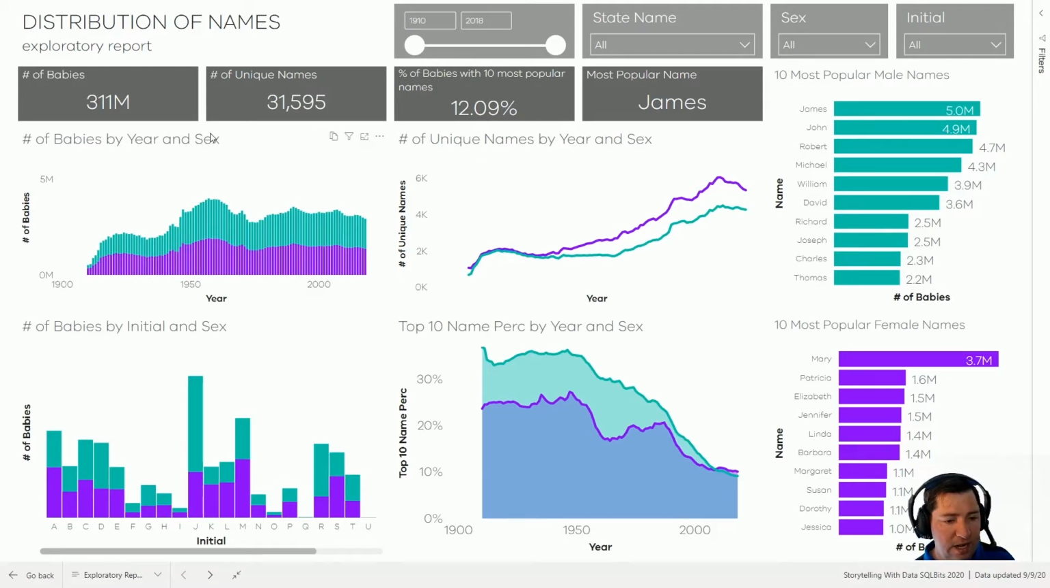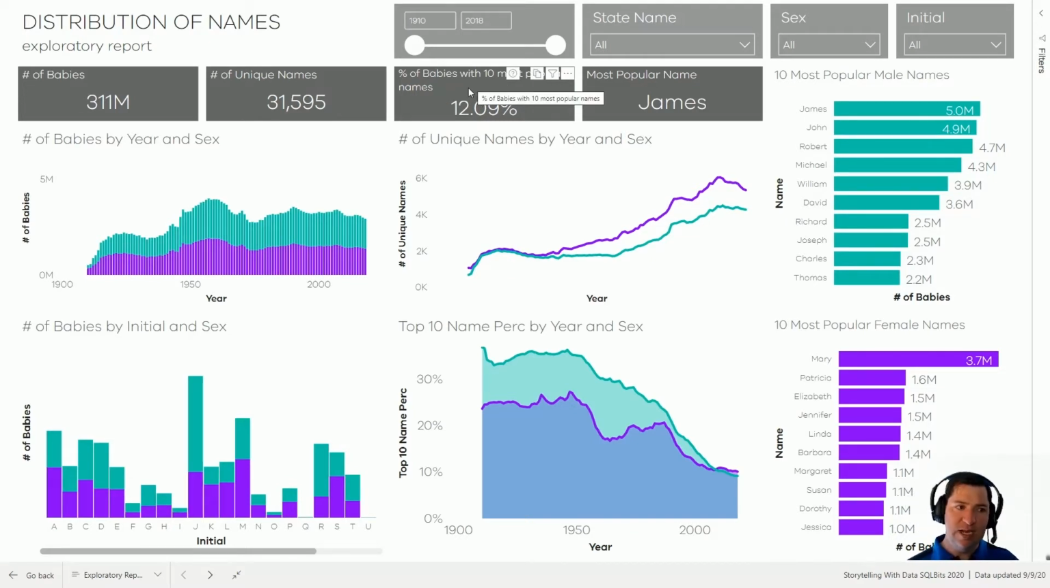In my opinion, and this is not definite, I would have to present this to my user group and do some research and check that everybody is on the same page as me. But I thought most of the things in this graph on this report are self-explanatory: number of babies, number of unique names, most popular name, etc. Except for this one here, which I thought was maybe a little bit confusing.